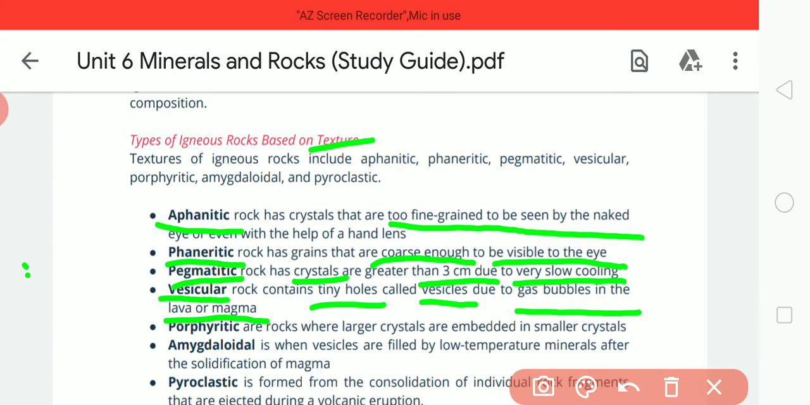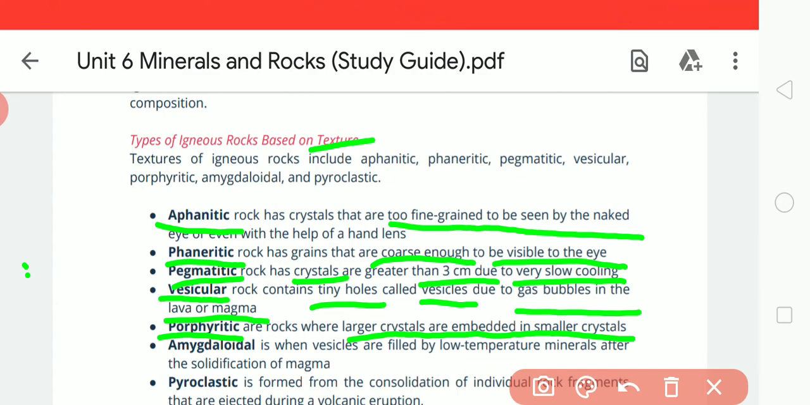Next one is porphyritic. So porphyritic rocks have larger crystals that are embedded in smaller crystals. So bali mixture siya between large crystals and smaller crystals. Or bali na ay attachment or ang isa ka large crystals na ay ni-attach sa iyahan na mga smaller crystals.